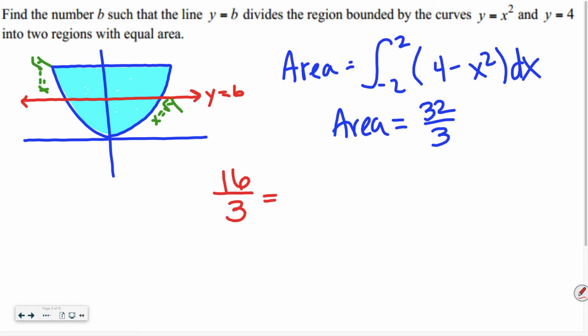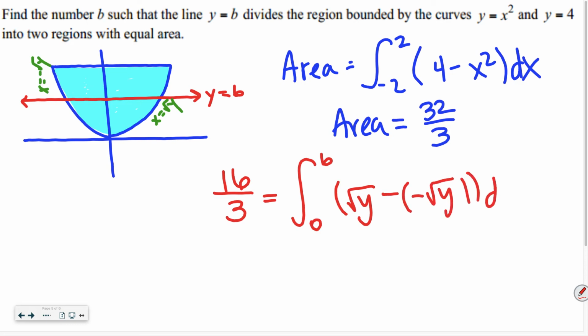So half of our area, 16 thirds, needs to equal the integral from, now we're going to have to use b. So we can do this a couple different ways. Let's use it as our limit of integration. We could go from 0 to b of right function minus left function dy.